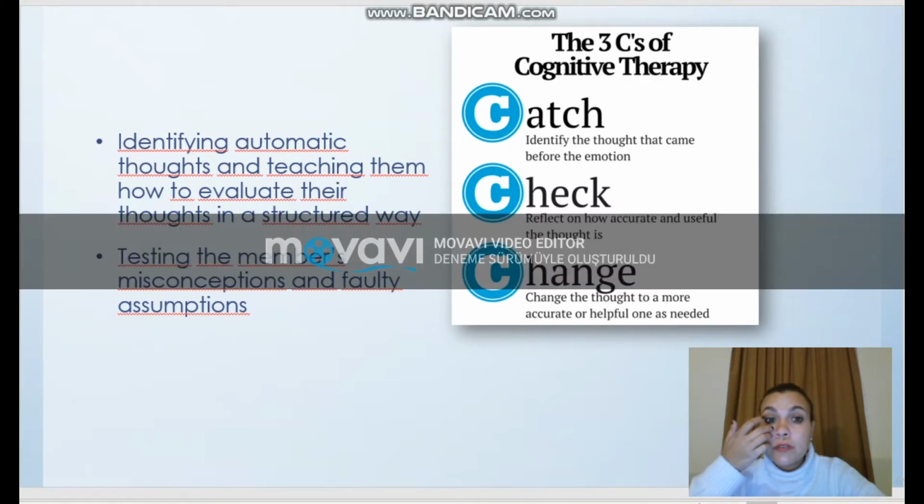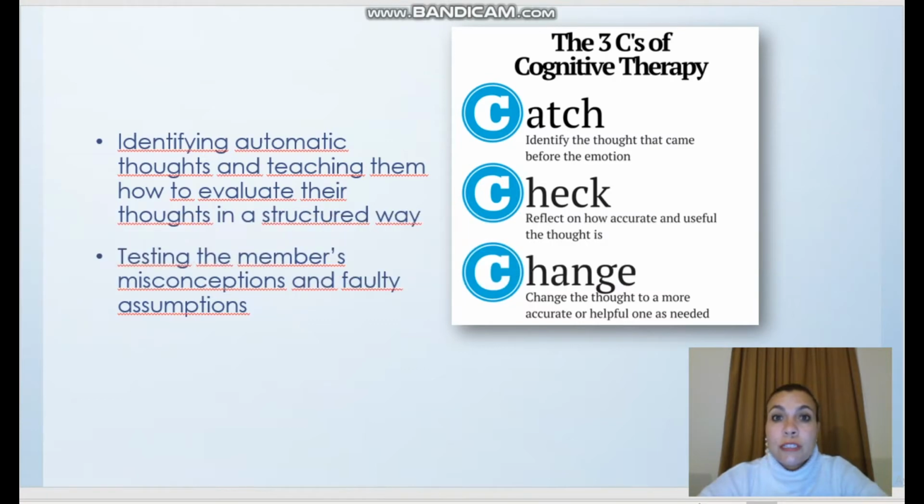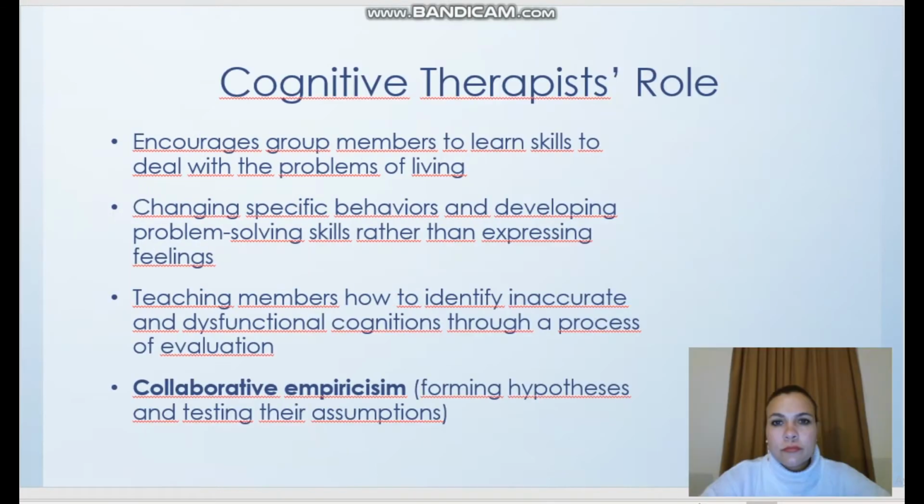Identifying automatic thoughts and teaching the group members how to evaluate their thoughts in a structured way is an important part of cognitive therapy, and testing the members' misconceptions and faulty assumptions is also very valued.